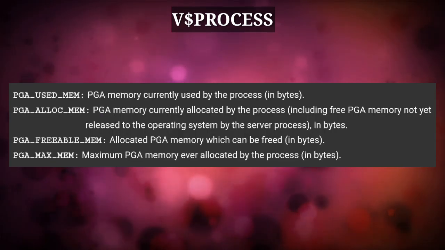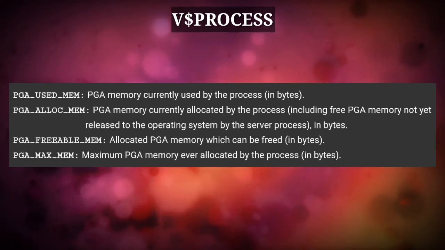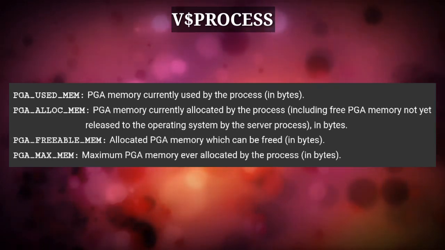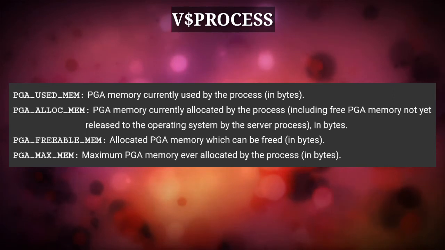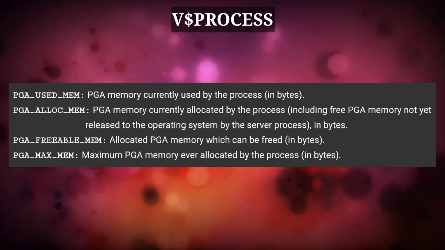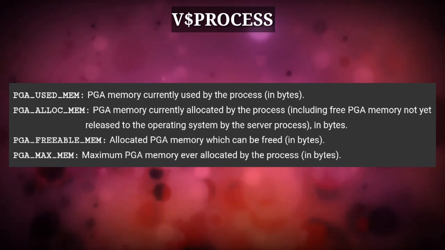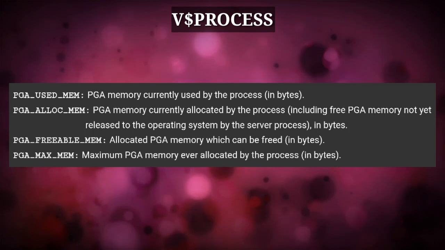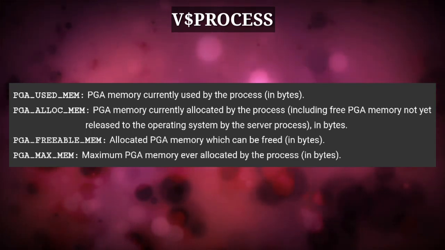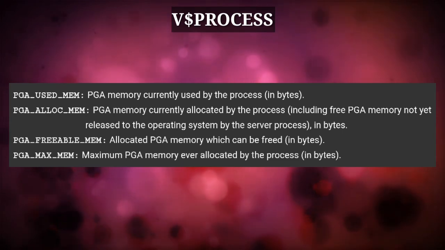The following columns are related to PGA memory utilized by the processes. PGA_USED_MEM. This tells you the PGA memory currently being used by the process. PGA_ALLOC_MEM. This tells you the PGA memory currently allocated by the process. PGA_FREEABLE_MEM. This tells you the allocated PGA memory which could be freed. PGA_MAX_MEM. This tells you the maximum PGA memory ever allocated by the process.